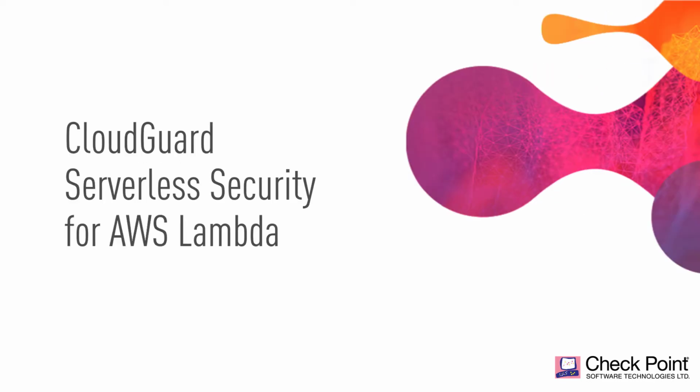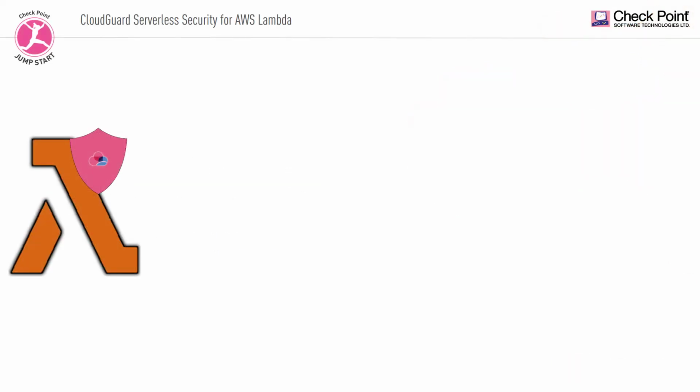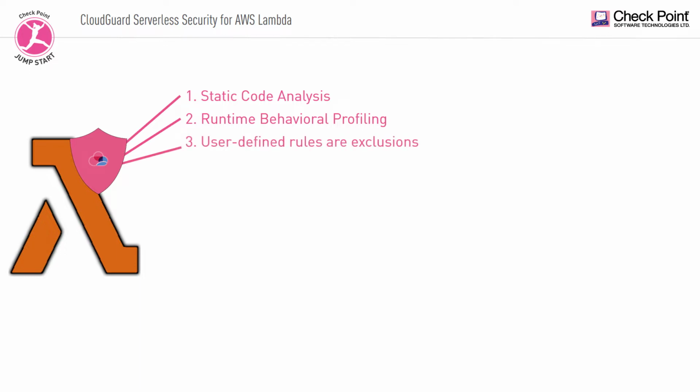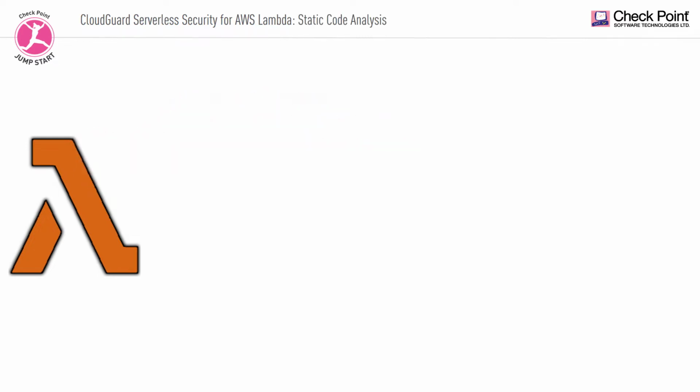So, how exactly does CloudGuard Serverless Security protect your AWS Lambda functions? I'm glad you asked. Protection happens on several levels, which are combined to make up the allow list policy. This includes static code analysis, runtime behavioral profiling, and user-defined rules and exclusions. Let's break it down before we roll up our sleeves and start deploying.